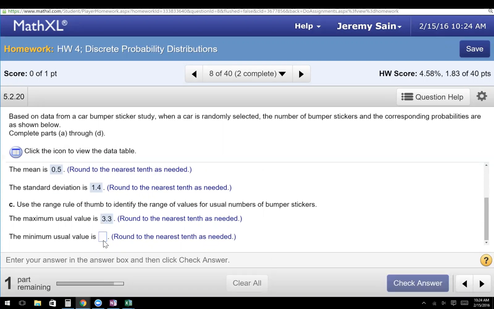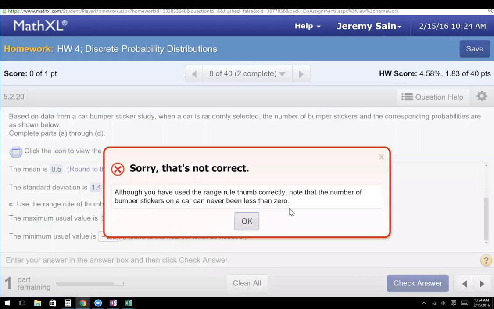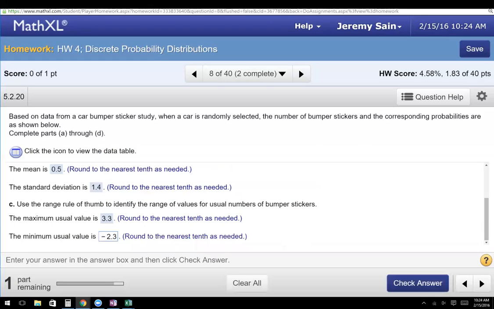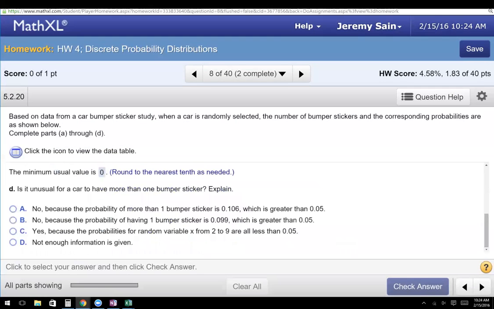And then for the minimum, well, it should be 0 because 0.5 minus 2.8 is less than 0. But let me go ahead and try it anyway. 0.5 minus 2.8 would be negative 2.3. Yeah, okay, so it says it's going to be 0. The rule of thumb would say you go down 2 standard deviations, but since it can't be negative, it'll just want 0.